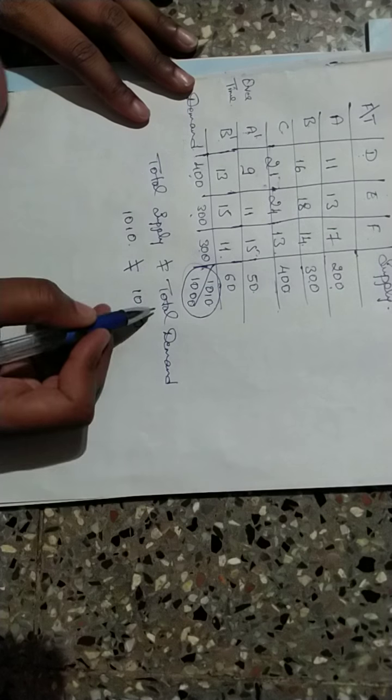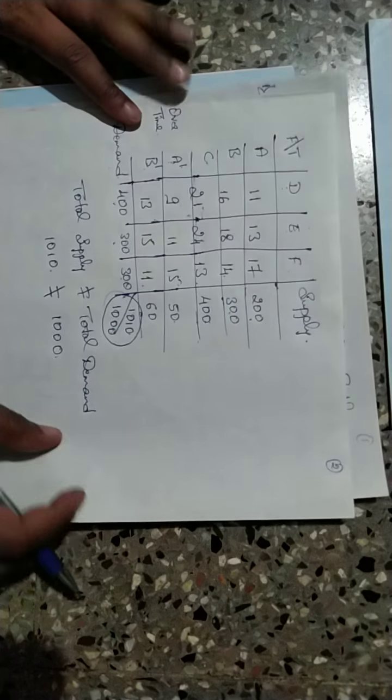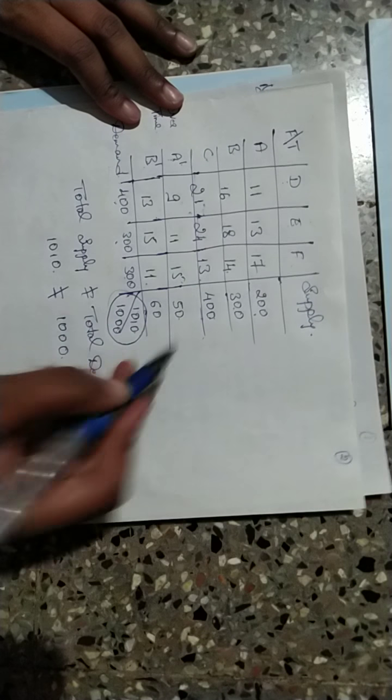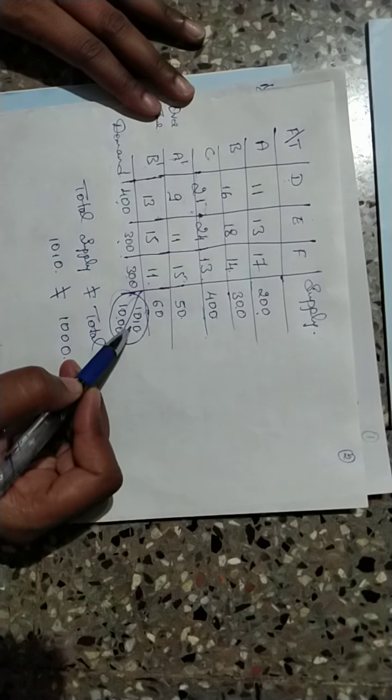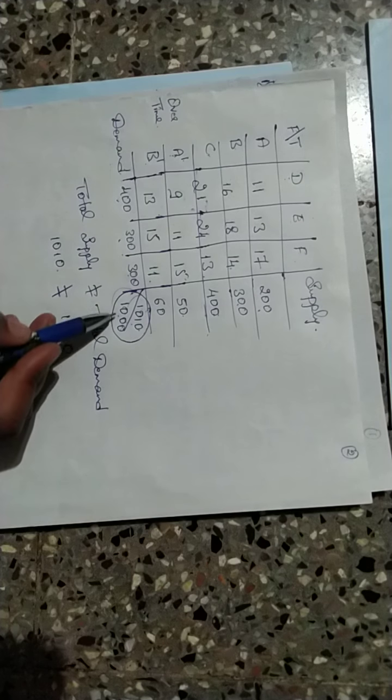Once you prepare the transportation matrix, you need to check whether the total supply and total demand are equal or not. For that, add all the units of supply and make a sum, and add all the demand and make a sum. In this case, we got the total supply as 1010 and the demand as 1000. Therefore the total supply is not equal to total demand, that is 1010 is not equal to 1000. Hence it is an unbalanced type of transportation problem.